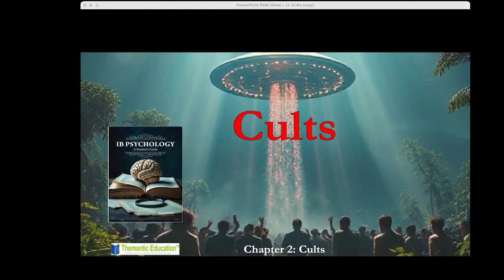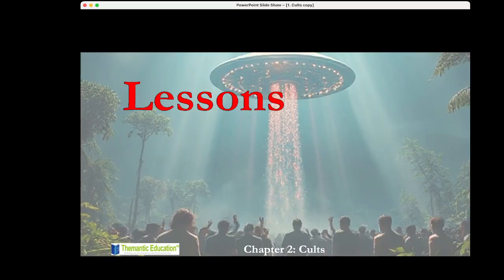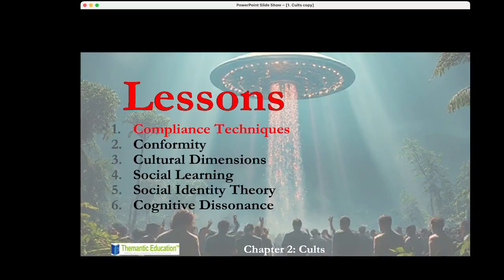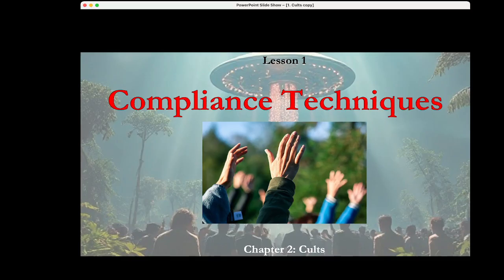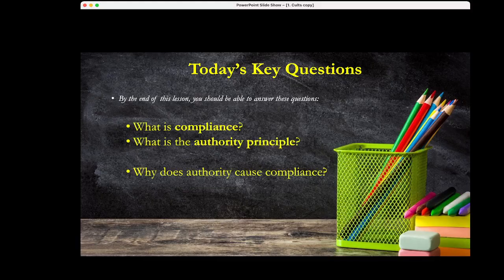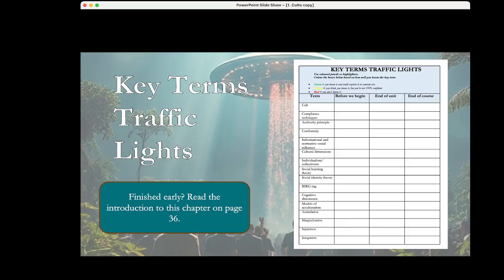Right, lesson 1 in Cults. We are looking at compliance techniques, and it's a short unit. We're just going to look at one compliance technique. There's a second one covered in manipulation, foot in the door. We're going to cover the authority principle because cults are typically led by an authoritative figure.